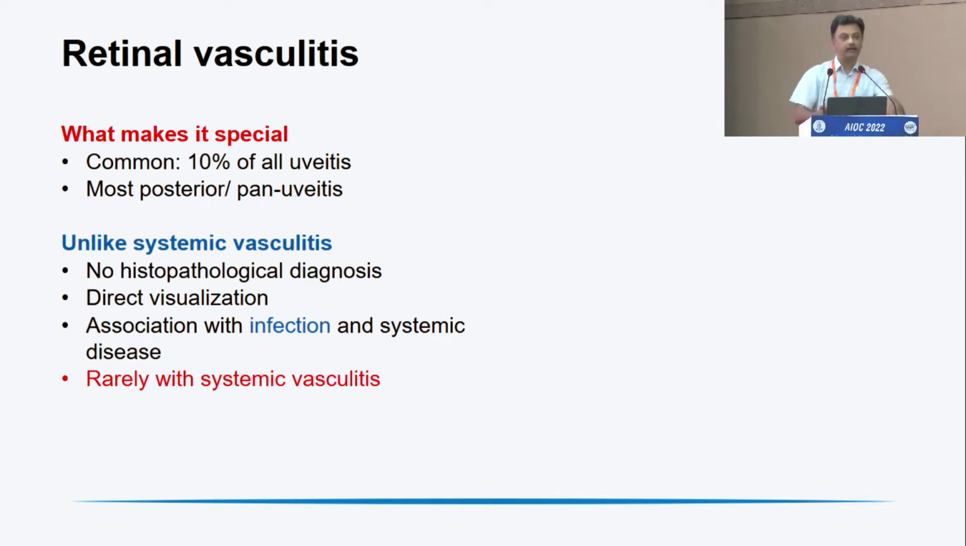Then the other difference from systemic vasculitis is that it is very commonly associated with infection and with systemic disease, while it is rarely associated with systemic vasculitis such as ANCA-associated vasculitis. This is a very important concept I would like the audience to take from here, because very often when we see a retinal vasculitis, we are very tempted to investigate for systemic vasculitis. That is not the case. On the other hand, retinal vasculitis is associated with infection more commonly and with systemic disease more commonly.